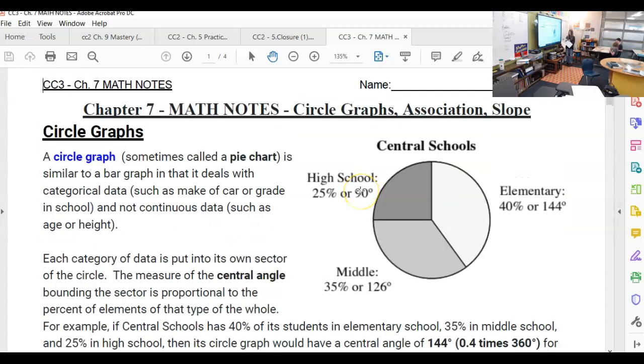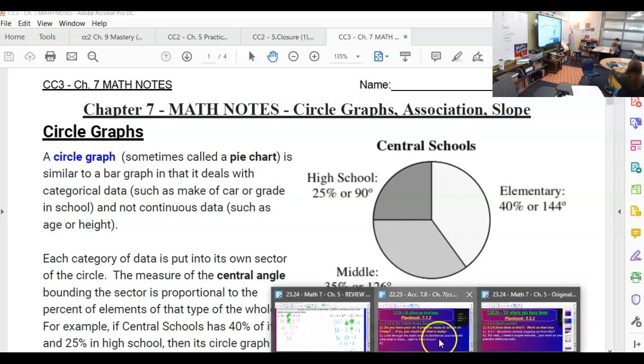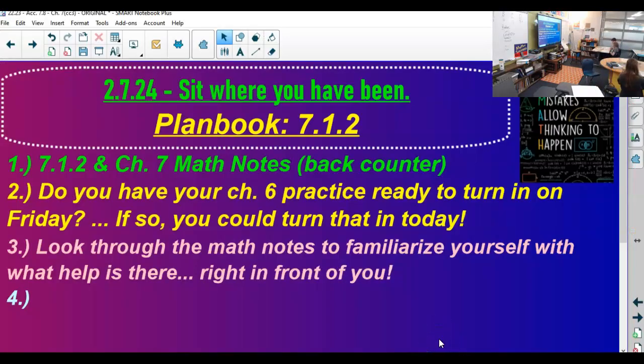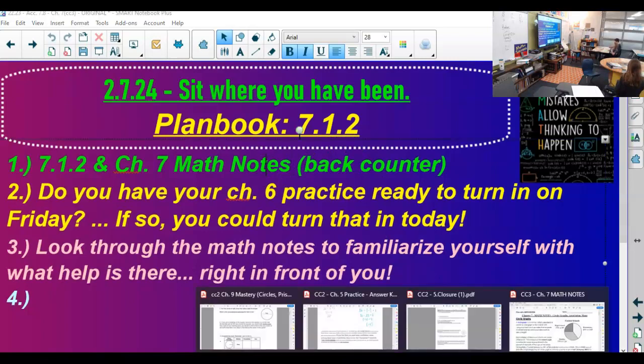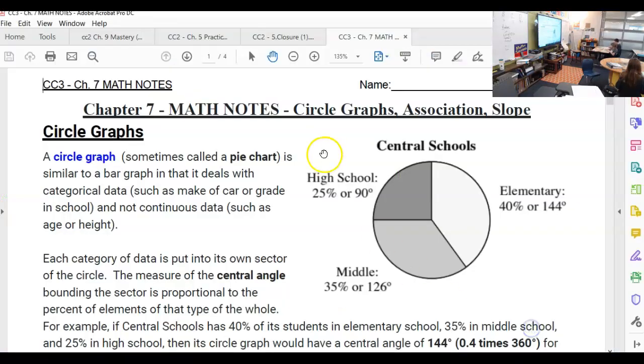So this packet you just picked up. I guess for our friends at home, I should show them our start slide. Hey, we are starting now, though. This packet that you just picked up, your math notes, is CC3 Chapter 7. We are living in CC3 for the rest of the year. You're done with Math 7. We need to finish Math 8.